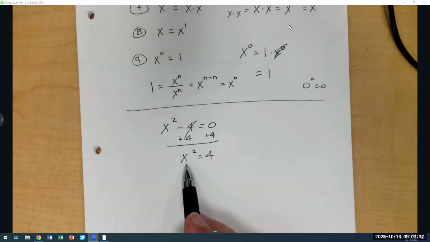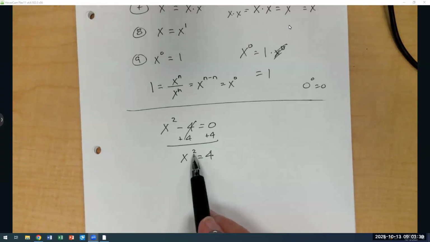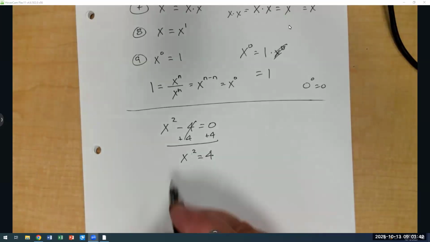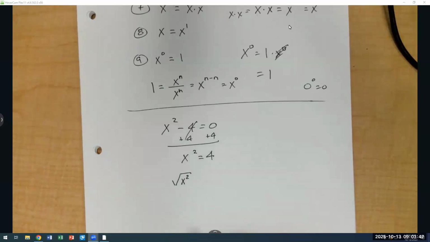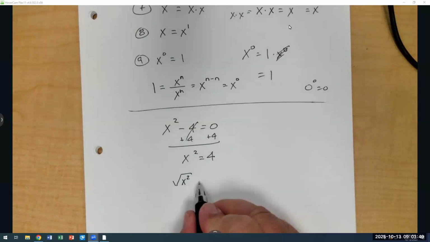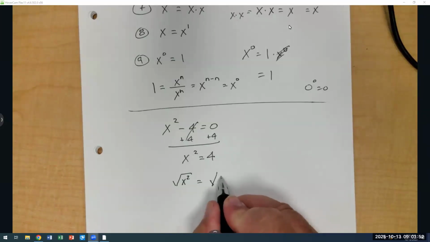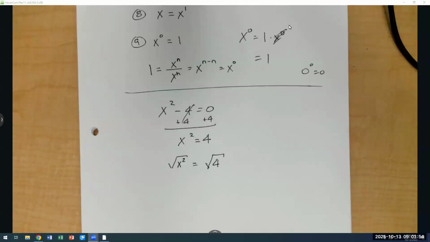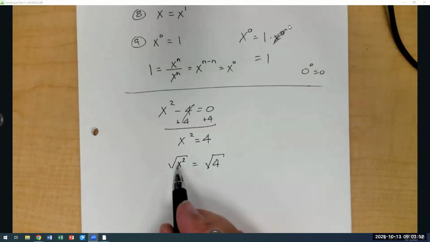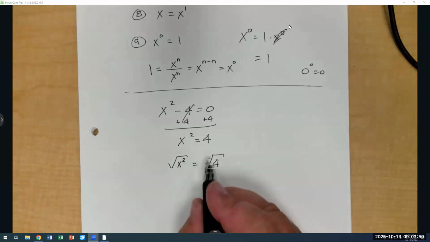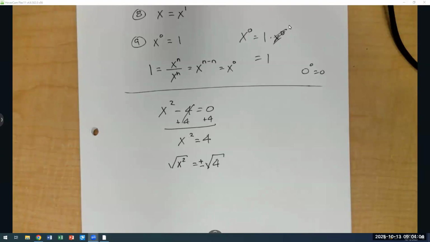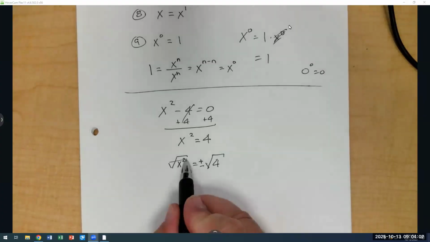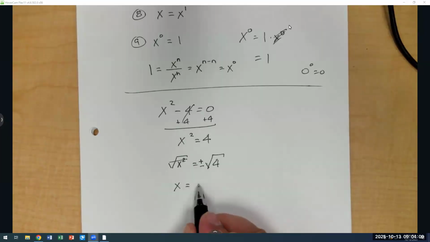Now to get the x, we're solving for x, we have to get rid of the square. How do we get rid of the square? We have to square root it because it's the exponent of 2. So I have to do the same thing to the other side. But because I took a square root of an even exponent, I have to put a plus or minus in front of it. So x is equal to plus or minus 2.